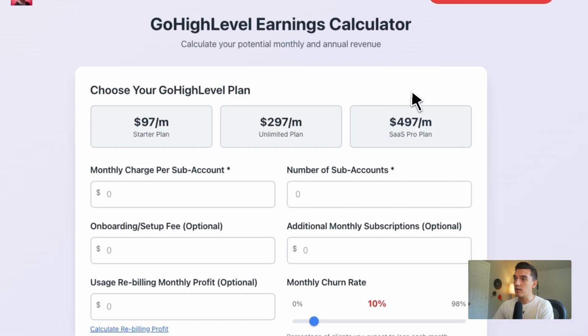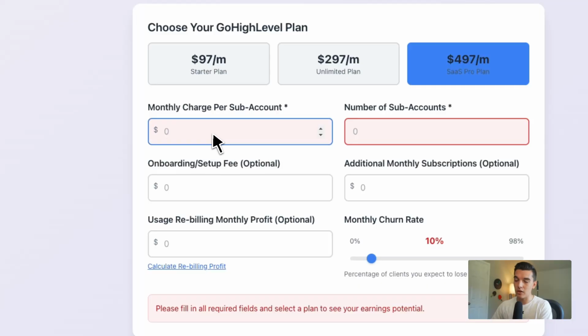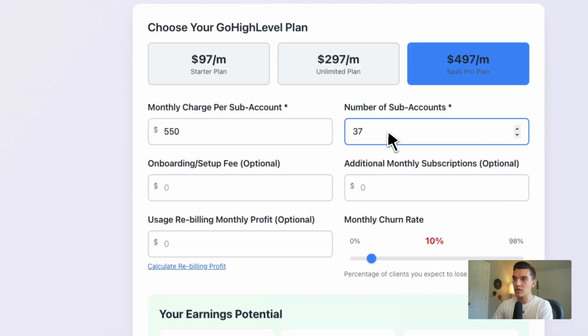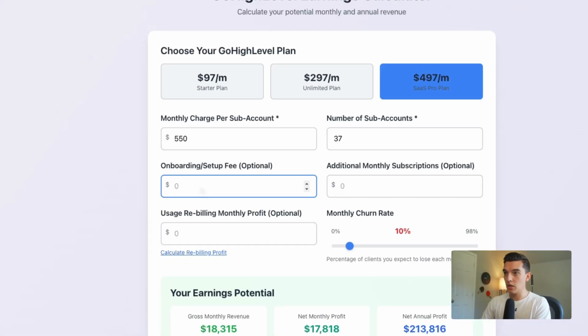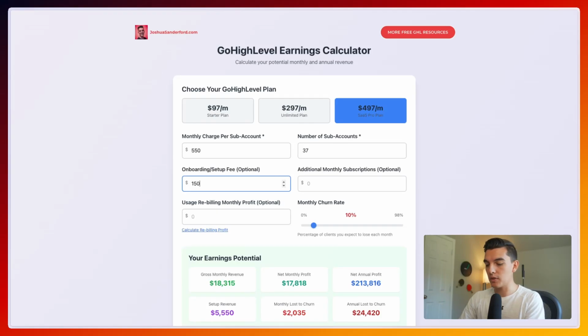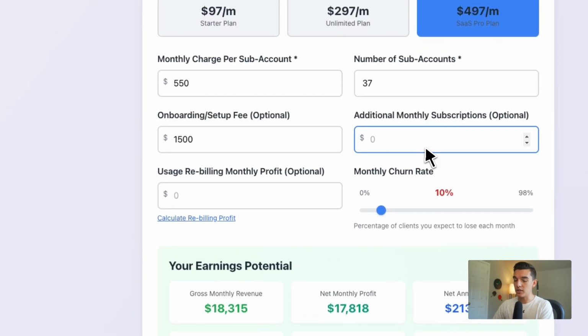But if I were to put in my numbers on here, I'm at $497 a month on just the SaaS Pro plan, and I charge my customers like $550 per month. Number of sub accounts, 37, so I'm not a huge fish in the giant pond of Go High Level out there. Onboarding setup fees, something like $1,500. Additional monthly subscriptions, probably like $1,350. Usage, not a ton there, but probably like $85.